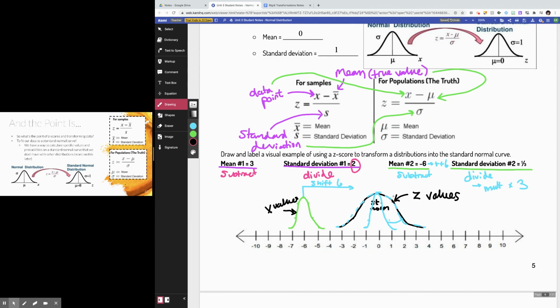So that is it for this section. In the next section, I'm going to talk about actually how we use z-scores and all that fun stuff to calculate probabilities and figure out how likely something is to occur in a normal distribution.